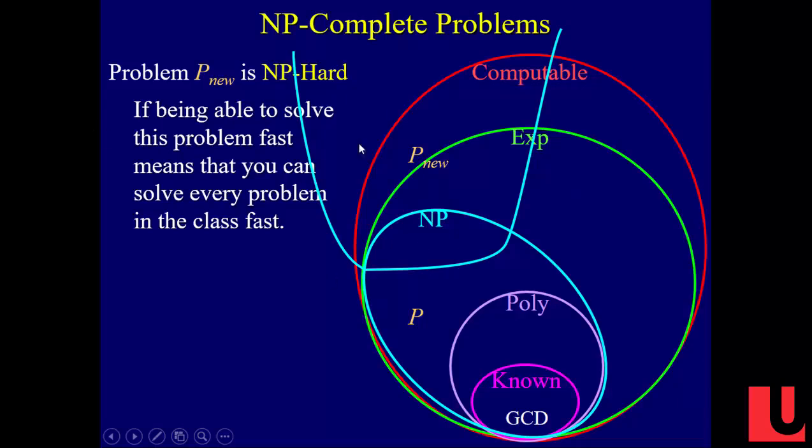Everybody get that? These are the problems. They're at least as hard as everybody down here. If you could solve one of these, you could solve everybody down here. And then what's this set right here? Every problem in P, the new problem is at least as hard as it. That's the definition of NP hard.